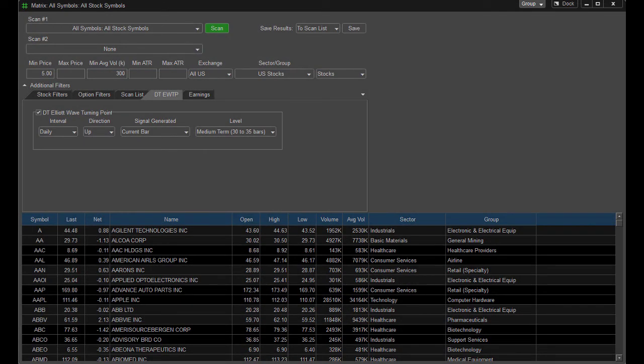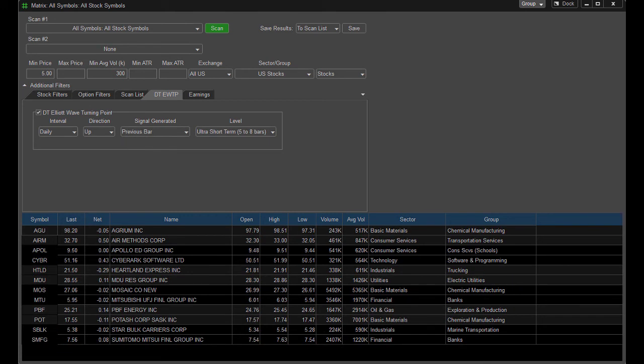Our built-in matrix can find in real time the Elliott Wave turning point pivots on various time frames, and for any of the various types of pivots. You can also select for the current bar or previous bars. Here, the scan returns a result for AGU with an up pivot.